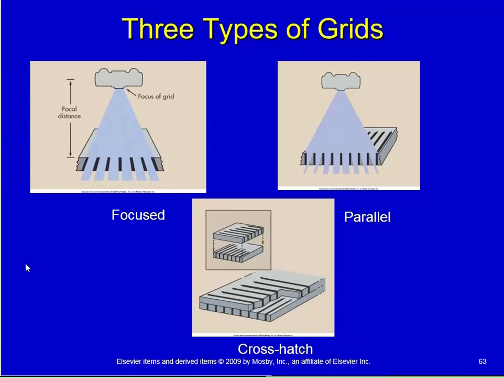Fundamentally, there are 3 types of grids. There are some variations of each one, but there are mainly 3 types. The most common is what we call a focused grid. The crudest and really the easiest to use is what we call a parallel grid. And then we've got a crosshatch grid, which is either 2 parallel or 2 focused grids stacked on top of each other at right angles from each other, grid strips at right angles.